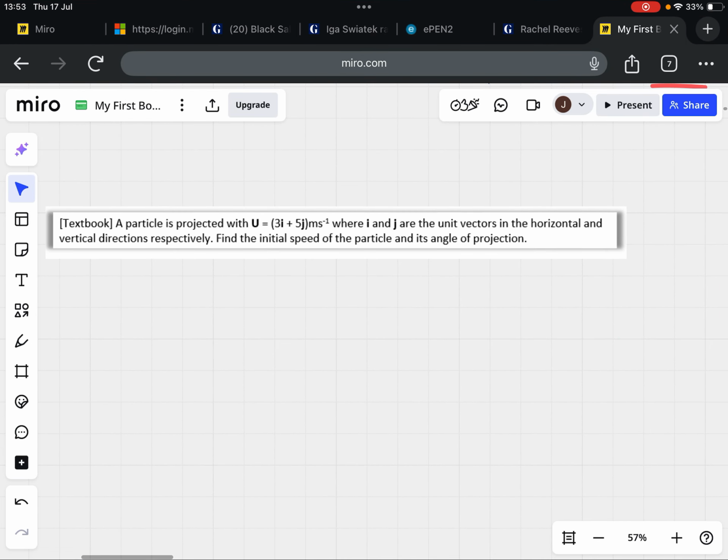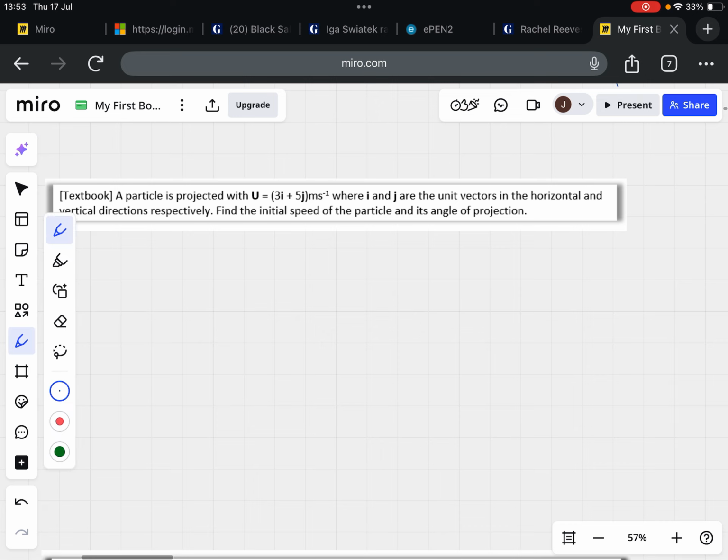So next question. A particle is projected with u, and it says u equals 3i plus 5j, where i and j are the unit vectors, horizontal and vertical. Okay, so what's going on here? Well, you haven't seen this for a while necessarily, but it's this idea, isn't it? 3 to the right, 5 up. And that would sort of make your diagonal.